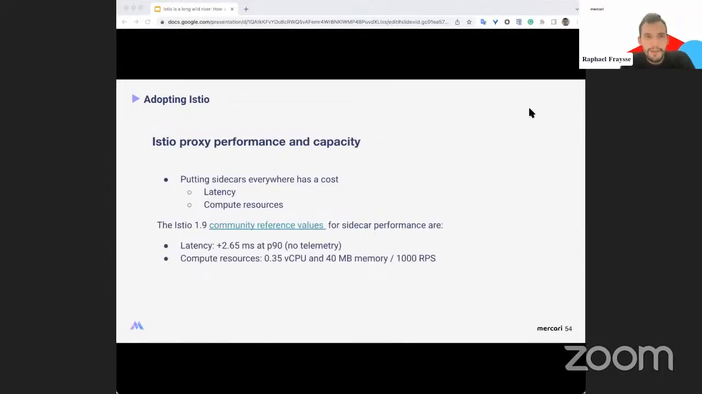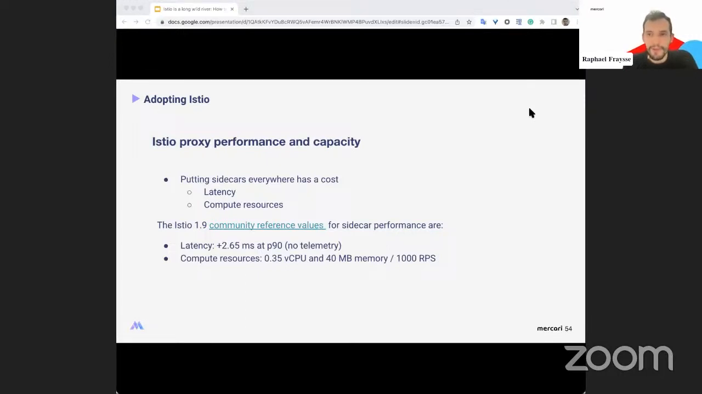Then the next adoption challenge is about proxy performance and capacity. So you are adding sidecars everywhere. For each pod, you will have one sidecar. So each sidecar means compute resources and added latency. And the Istio community has always been publishing reference values. I'm giving the 1.9 ones. It starts getting very old, I think, but it didn't change so much over time. There are some optimizations, of course, but basically there is some latency that is increasing without telemetry, like 2.65 milliseconds at P90, and compute resources.